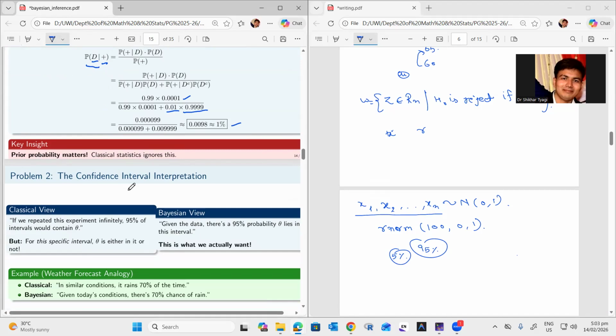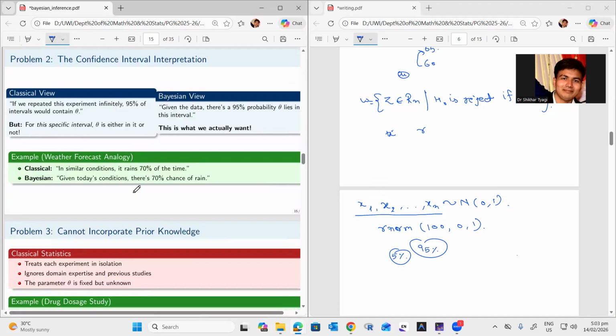All right. So the second problem occurs here in the classical estimation theory, classical hypothesis interval estimation.